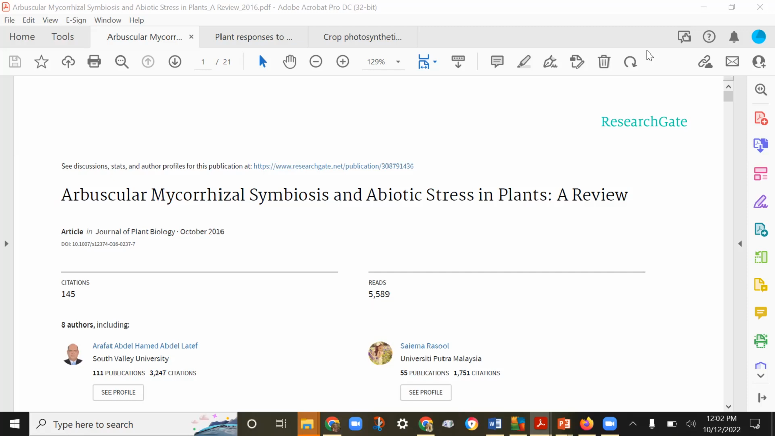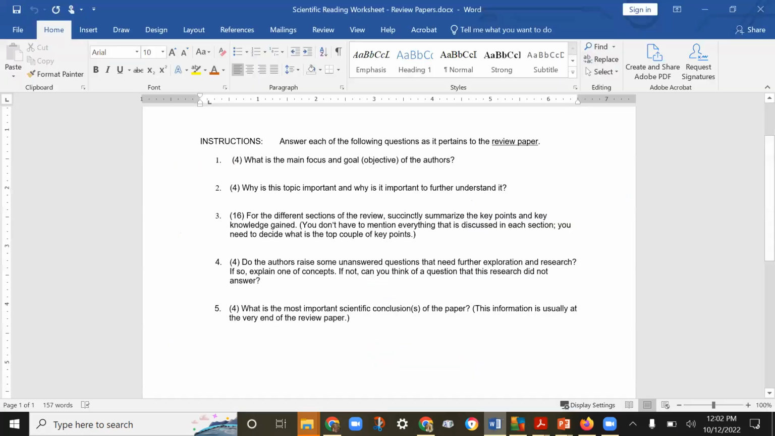So if you pull up the questions and you look at these 5 questions that we've asked you to address, I kind of went in order from start to finish of the review paper, in the sense that question number 1 is really thinking about the introduction. So you're reading the introduction, and that's where they're going to state what their objectives or the goal is for this review paper that they wrote. Same with question number 2. That is going to be in the introduction.